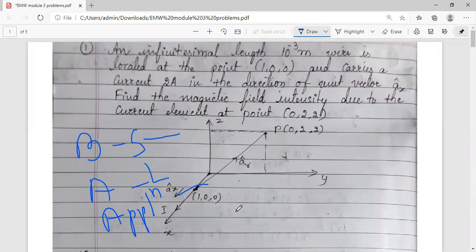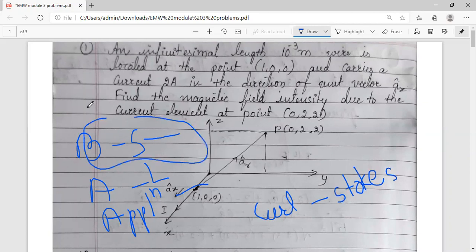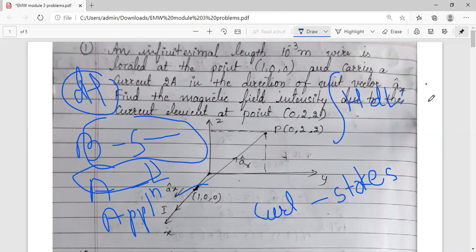This is Ampere's law, the second variety. And the third is curl. Related to the curl, we have seen what is Stokes theorem. So the different possibility of questions, the problems will be either on Biot-Savart's law, that is finding the magnetic field intensity H, or for a small element it is dH. So this is one possibility. For Ampere's law, again we go for the line integral, the closed integral of H dot dL equals current I.